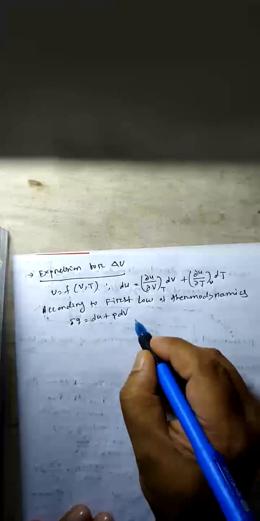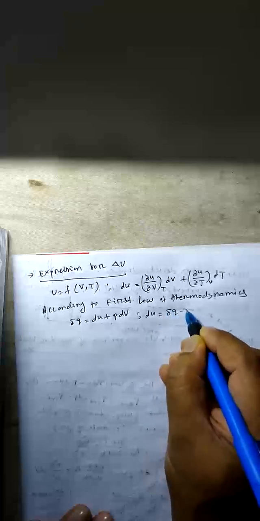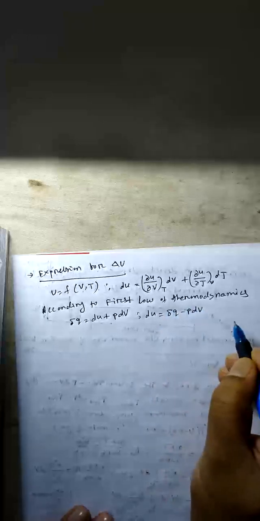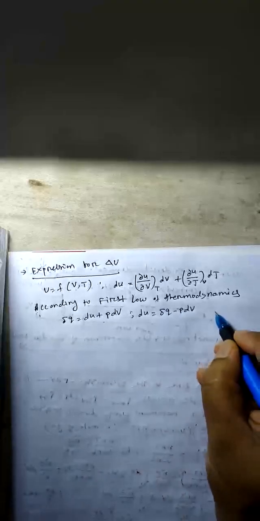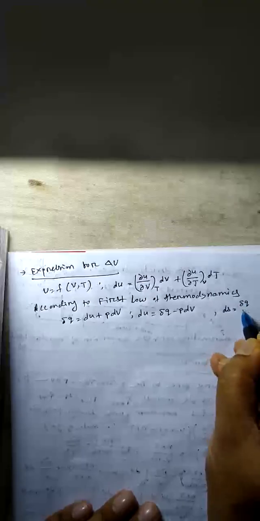We take dU, so dU is equal to del Q minus P dV. We know that dS is equal to del Q by T.